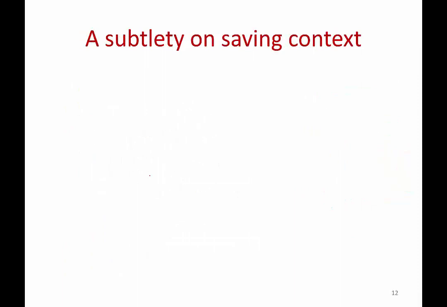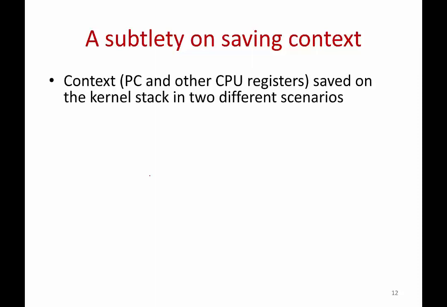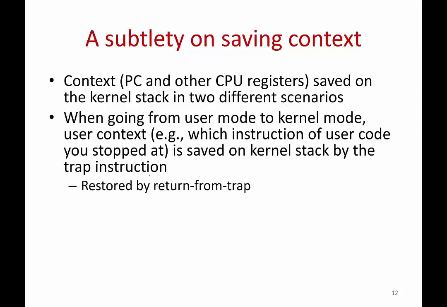So I'd like to end this lecture by pointing out a small subtlety on saving context. What is context? It's basically the program counter and various other CPU registers that are holding the current execution of the process. So this is called context. And this context is saved in two different scenarios. One, when you go from user mode to kernel mode of a process, you save context. The process has made a system call.